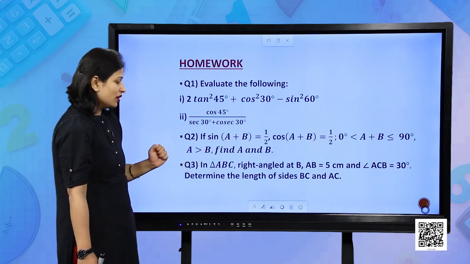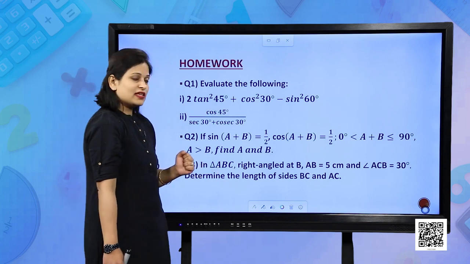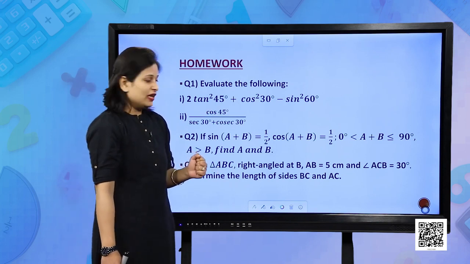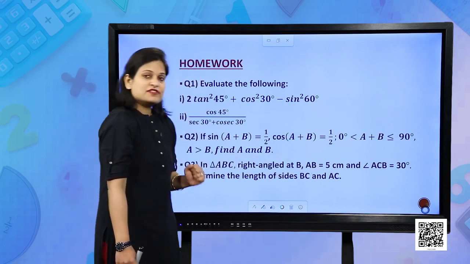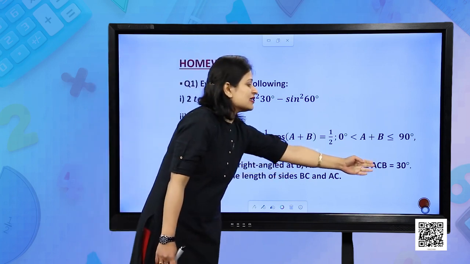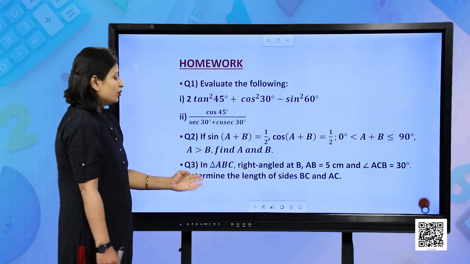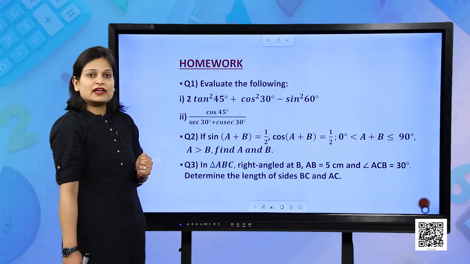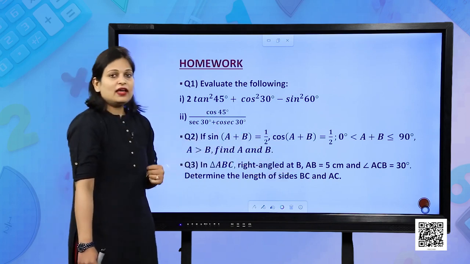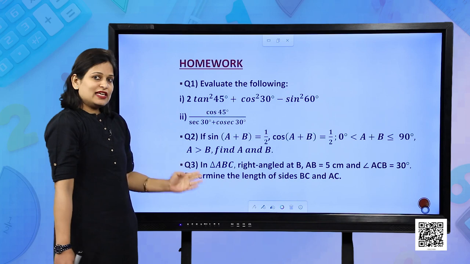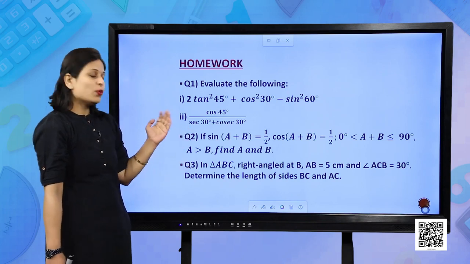And in third question, in triangle ABC which is right angled at B, AB is 5 centimeter and angle ACB is 30 degree, you need to determine the length of sides BC and AC. You can easily solve these questions at home.